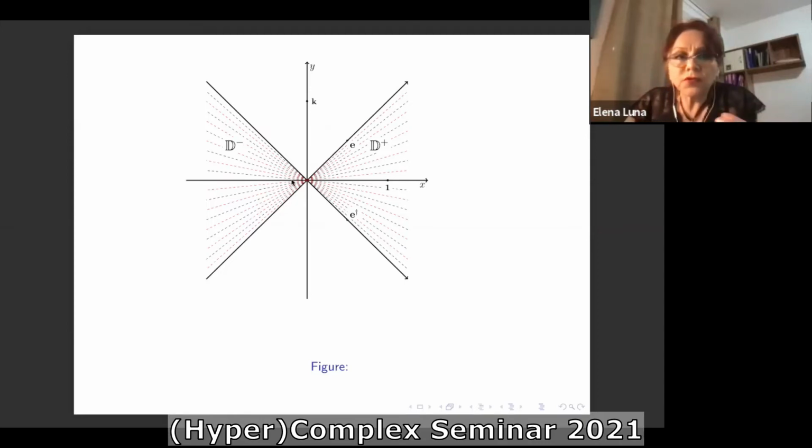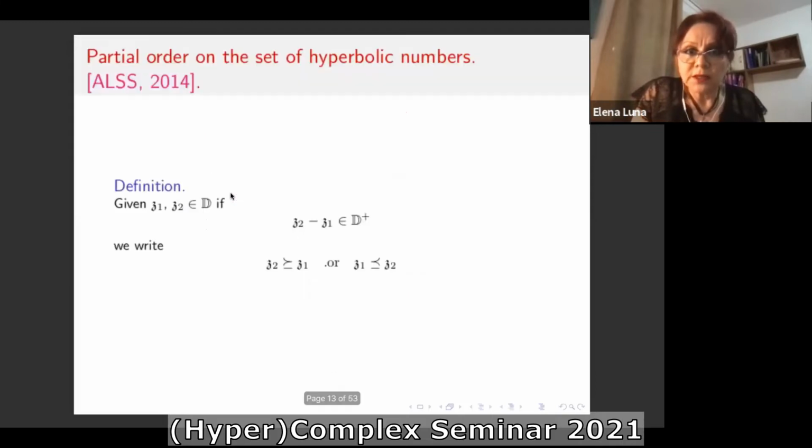And of course, we can define that the opposite cone is the set of negative hyperbolic numbers. So then one of the aims of my talk is to talk about the geometry, because immediately we begin to define many geometrical objects. So as we see now, as Lino mentioned, we also define a partial order.